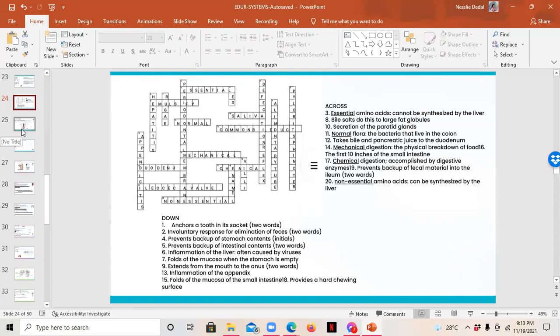Let's start with the downs. All downs. Number 1, anchors a tooth in its socket.